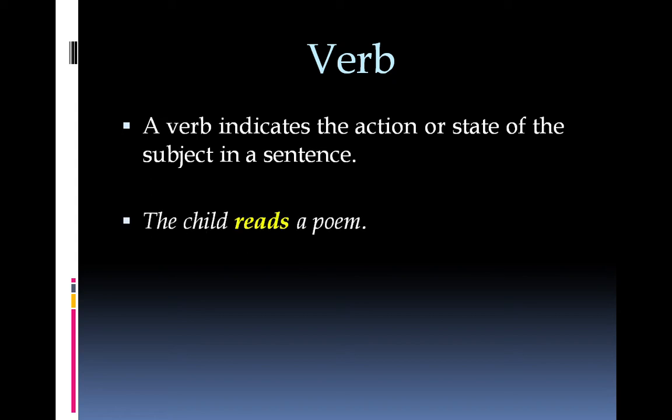Let's have examples. The child reads a poem. This sentence is about child. So child is the subject. Reads is the word which indicates what the child does. So it's a verb and an action verb. The next example, the baby is crawling. This sentence is about baby and the baby is doing something. It's crawling. So crawling is the verb and it's also showing action of the subject.